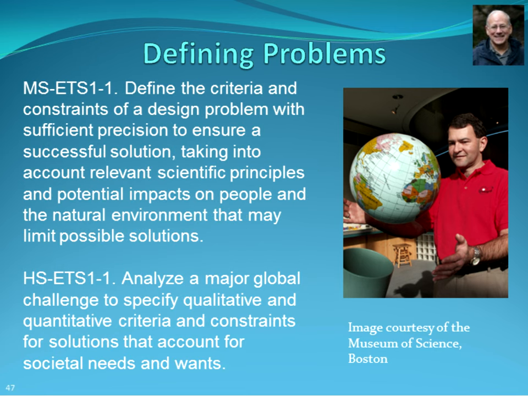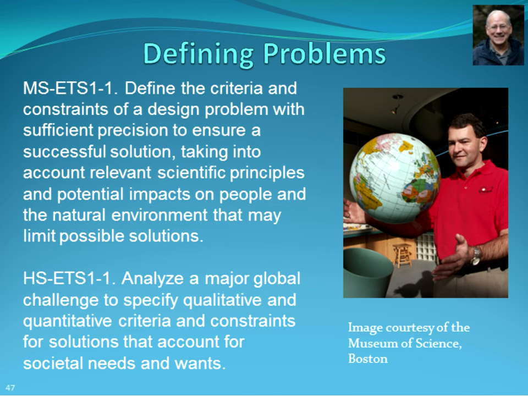So at the middle school level, they have to define problems more precisely so that it's more likely to ensure a successful solution. And they could need to begin to take into account both scientific principles and any impacts that solving the problem might have. One of the obvious examples is cell phones. Man, cell phones really help people communicate. But used when you're driving a car, they can cause a lot of problems.